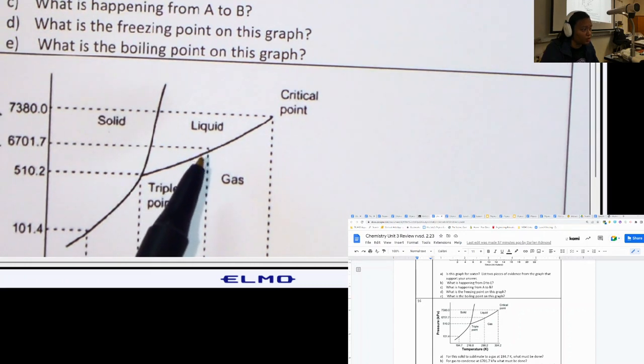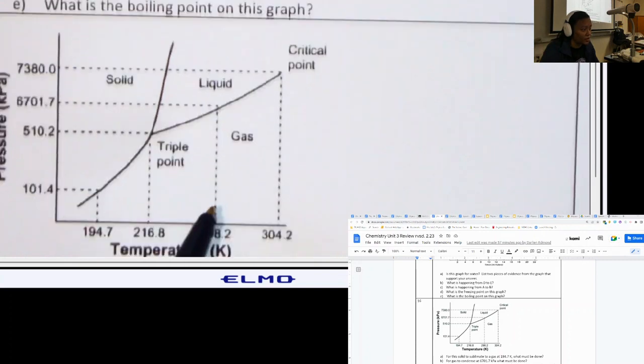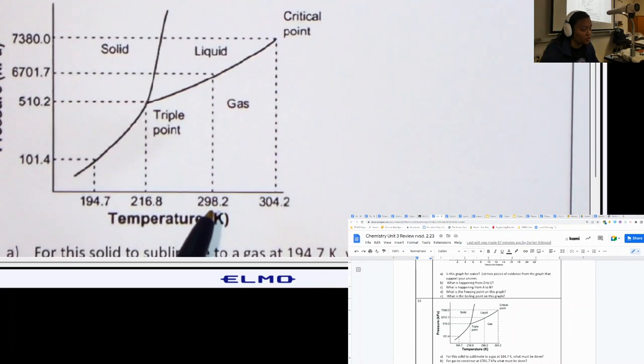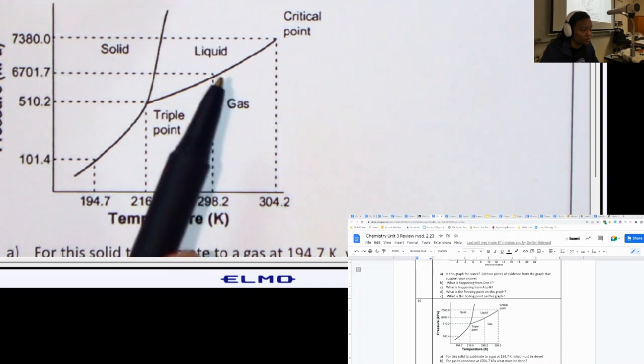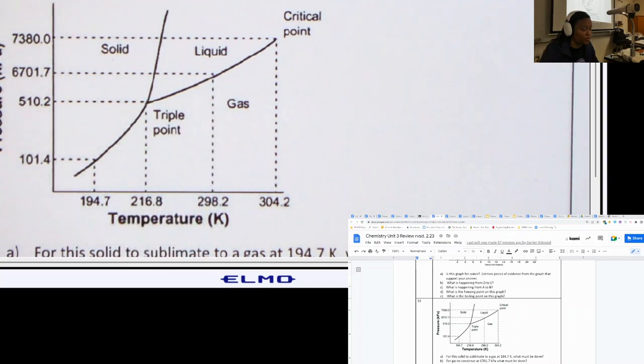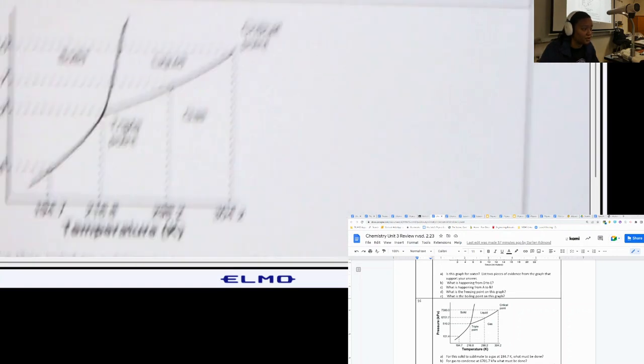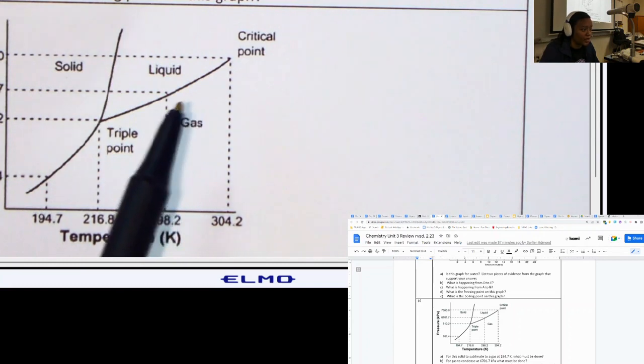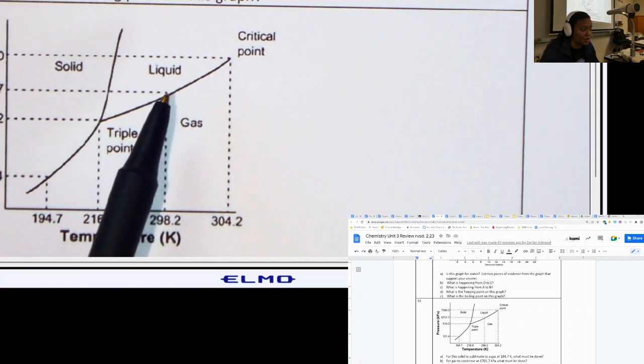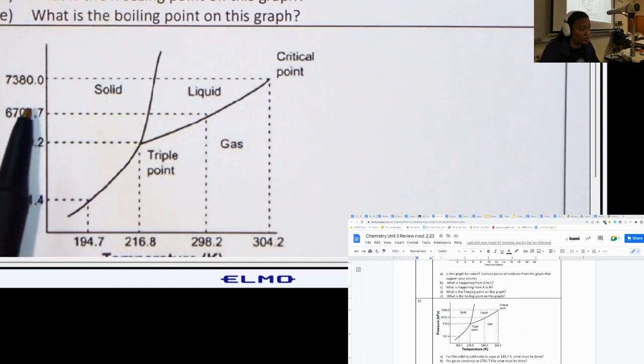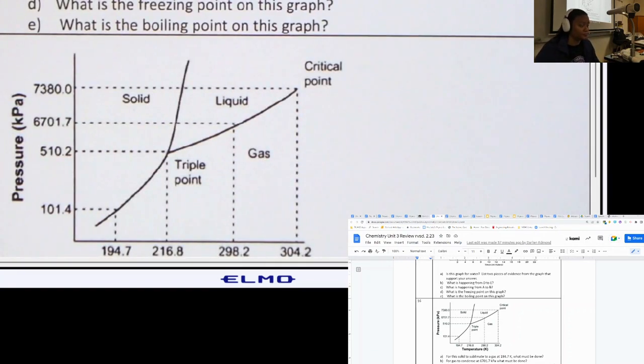So at 6701.7 kPa, your temperature needs to be 298.2 Kelvin, probably just a little bit more. This graph is slightly off, but 298.2 Kelvin in order to condense, okay? So to change from a gas directly into a liquid, it needs to be at 298.2 Kelvin if the pressure is 6701.7 kPa.